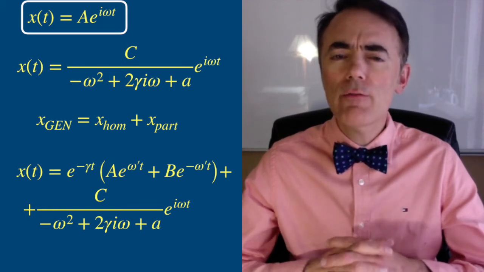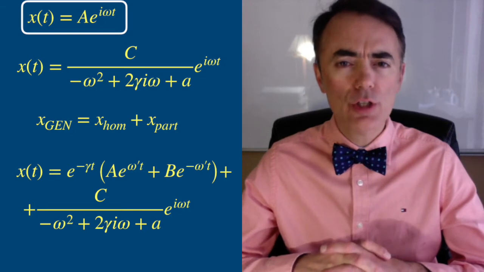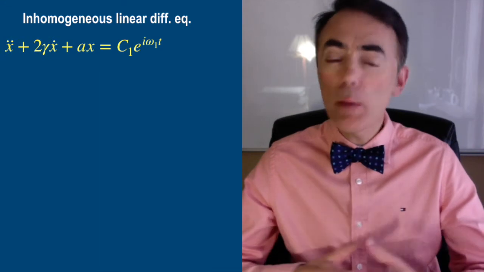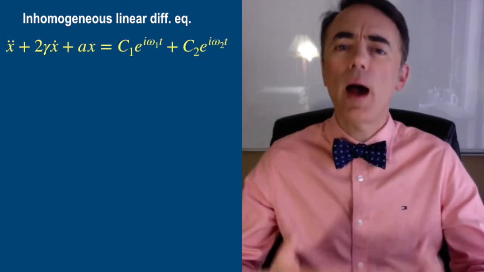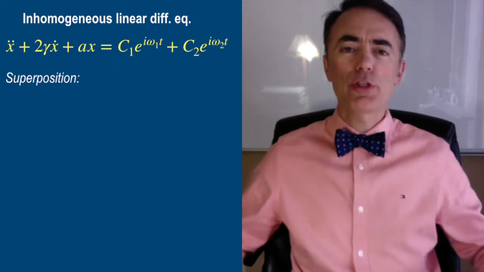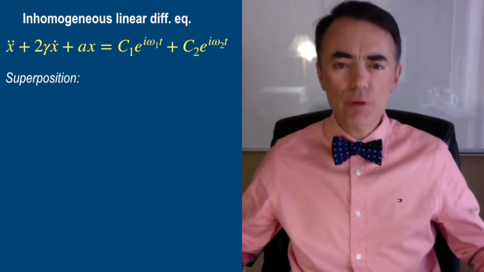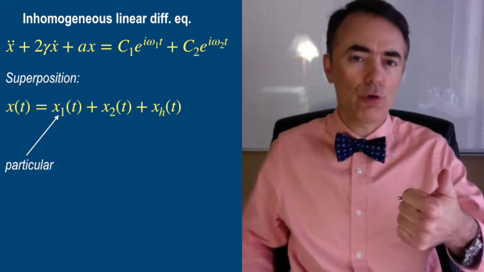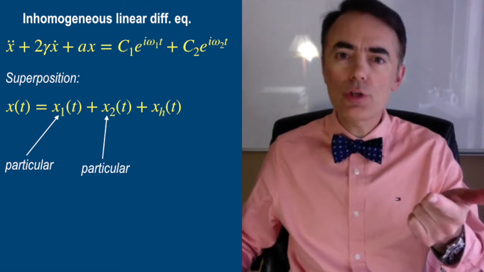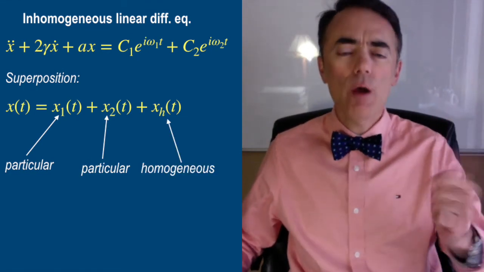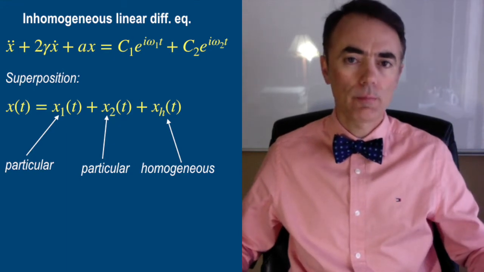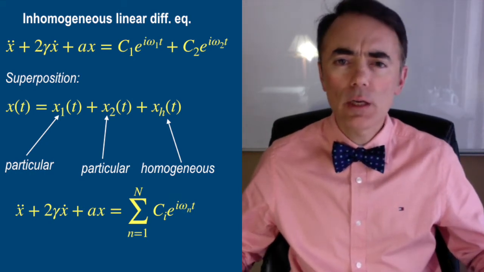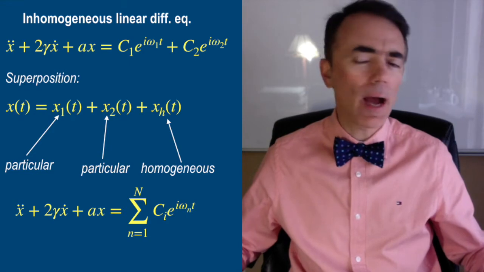Now let's think for a while that the inhomogeneous function can be written as the sum of two terms, C1 e to the i omega 1 t and C2 e to the i omega 2 t. Using the superposition principle, the solution to the differential equation would be one particular solution for the first term plus one particular solution for the second term plus the homogeneous solution. This way we can write the solution to any sum of inhomogeneous functions written in terms of e to the i omega t.